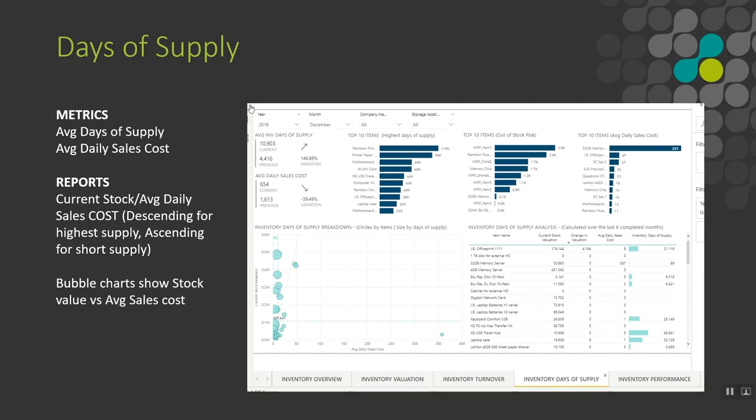The fourth one is days of supply. There are two metrics. You have the average days of supply and the average daily sales cost. The reports show current stock and average daily sales cost in descending for higher supply and ascending for short supply. So you can see that here, out of stock is here, and the average daily sales cost chart is on the right. At the bottom, it has a few analyses for bubble charts as well as a broken down report against items. But we'll talk about that as we move along.